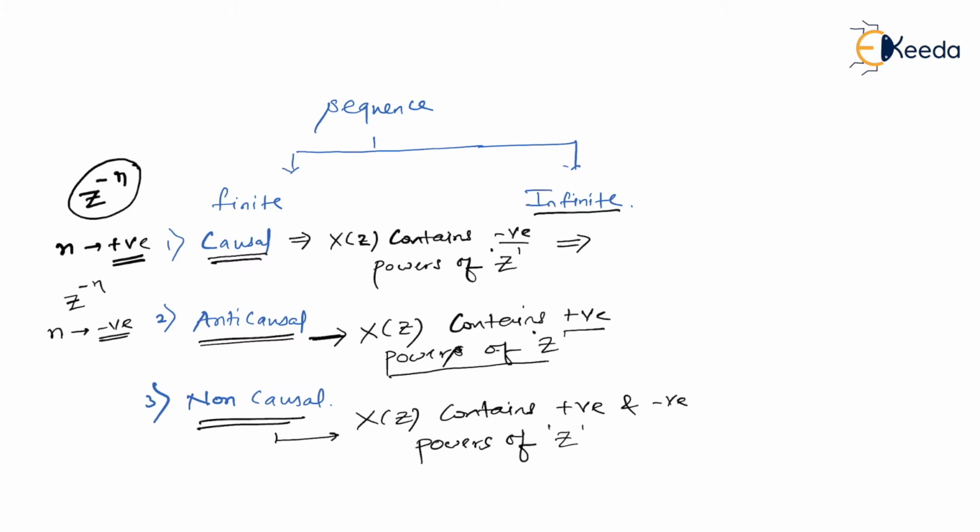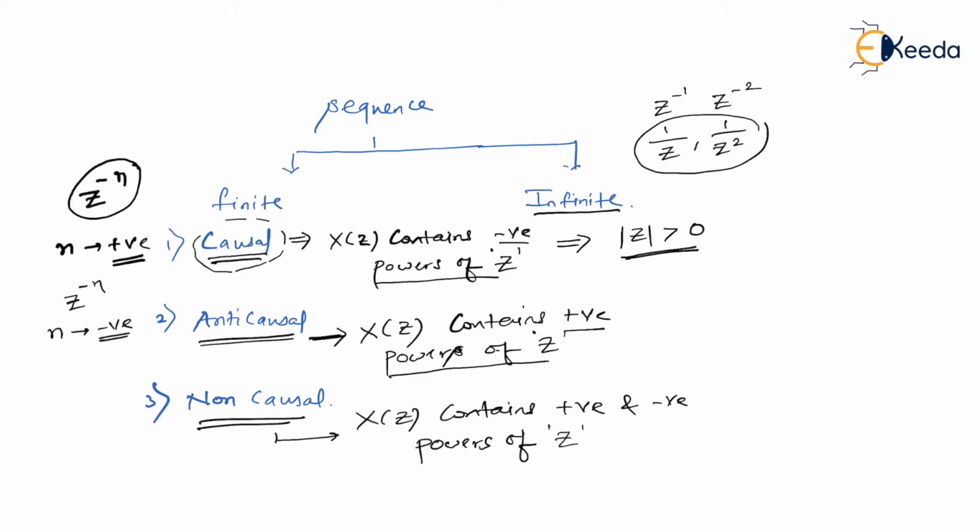So as I said, these negative powers of z will have z inverse or z to the power minus 2. So I can rewrite this as 1 by z, 1 by z square. Such terms you will find in the first case, that is the causal case. Is that right? Then which value of z do you avoid in order to keep X of z from being infinite? Then we should say that mod of z should not be 0, or I would say mod of z has to be greater than 0 always.